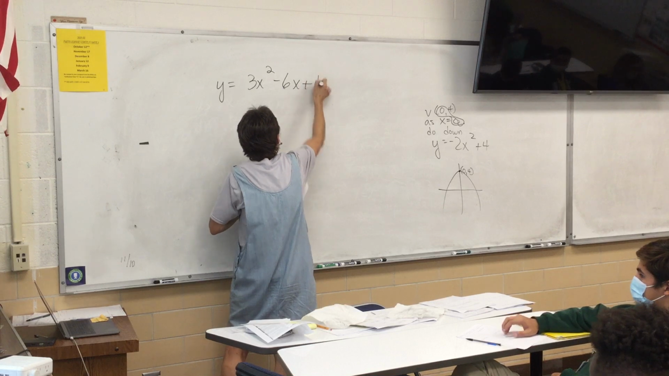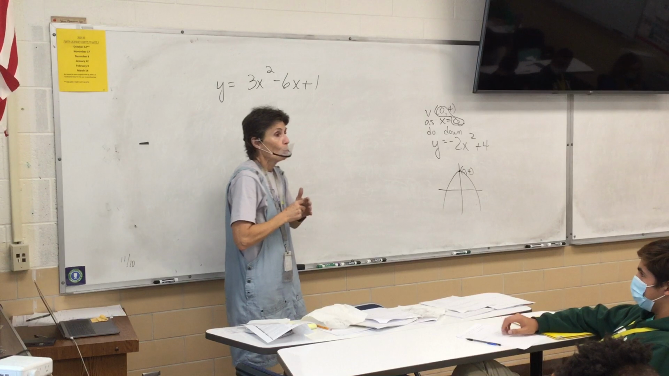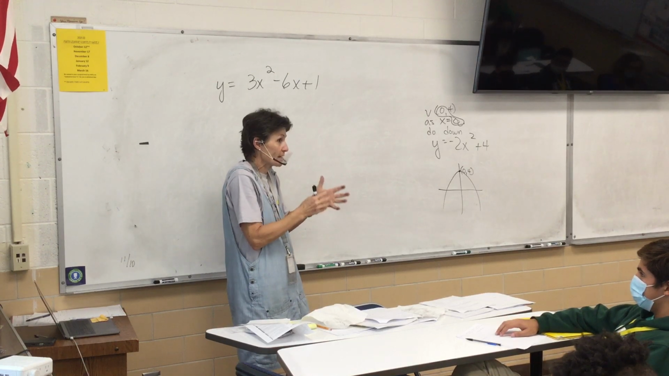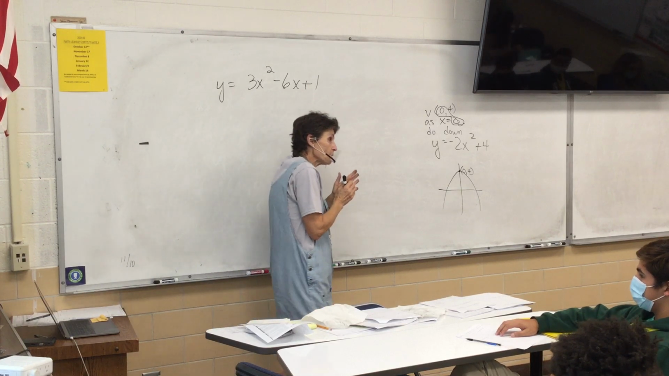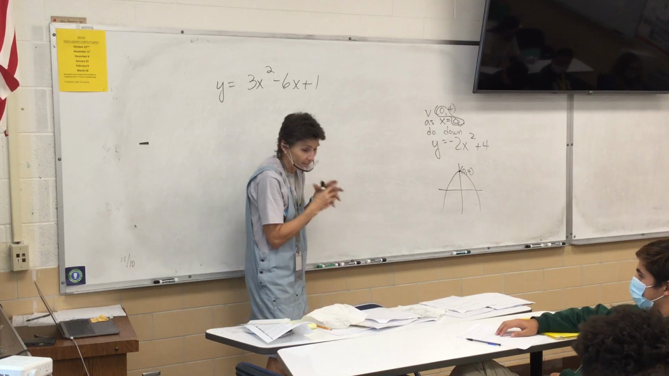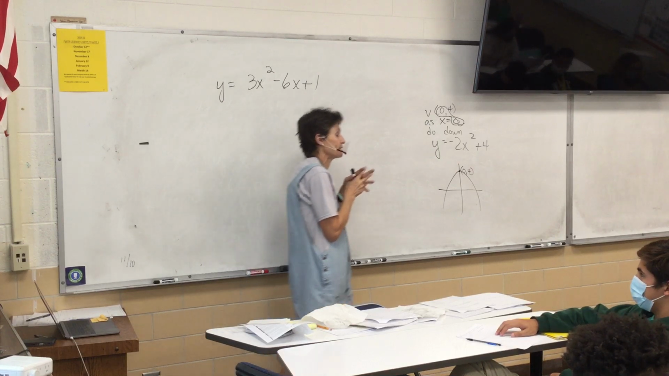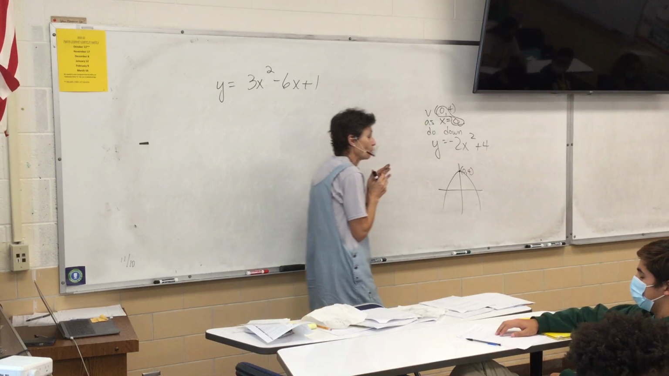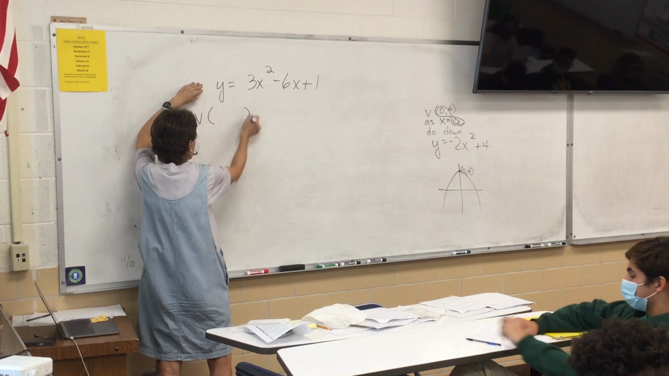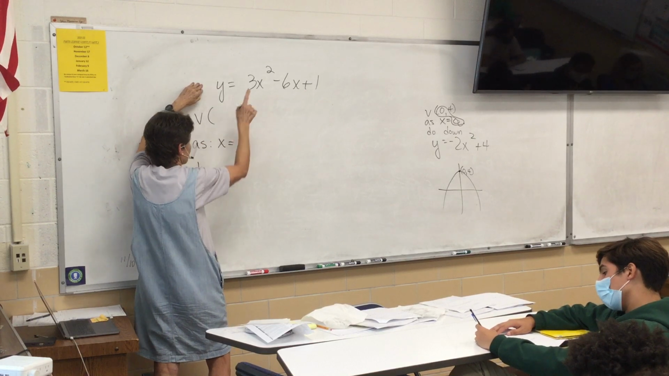So if we want the vertex, we're either going to have to change the equation around and put it in vertex form, or we're going to use a little trick I'm going to show you. It's called the axis of symmetry formula. So here we go. We are going to find the vertex, the axis of symmetry, and the direction of opening for this equation.